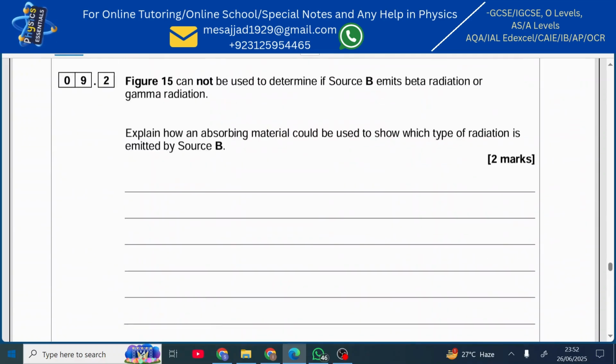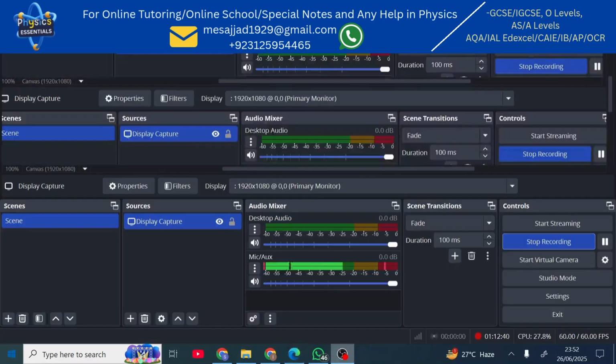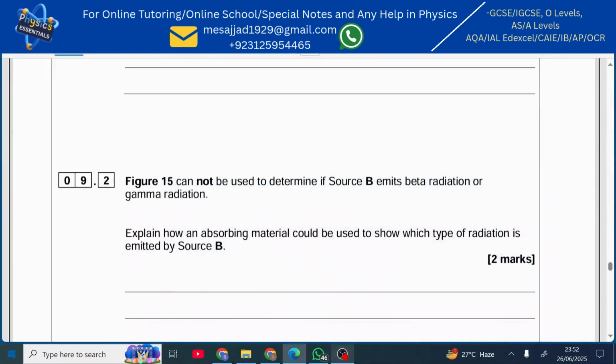So 9.2, figure 15 cannot be used to determine if source B emits beta radiation or gamma radiation. So we know that. Explain how an absorbing material could be used to show which type of radiation is emitted by source B. Oh, that's a good question.